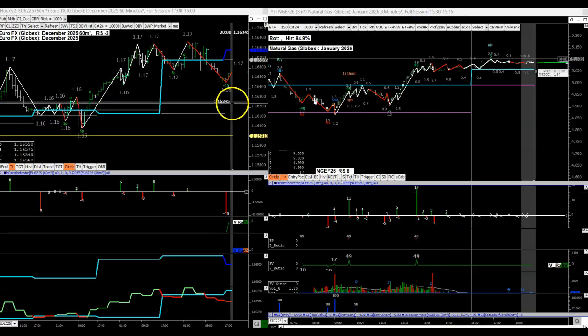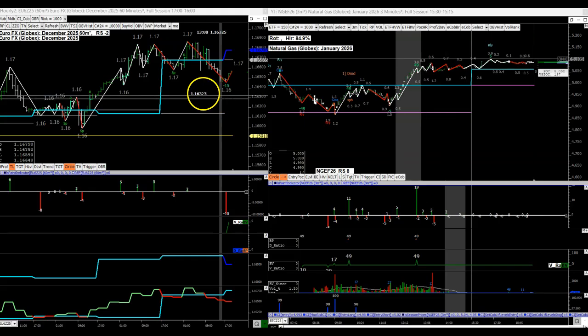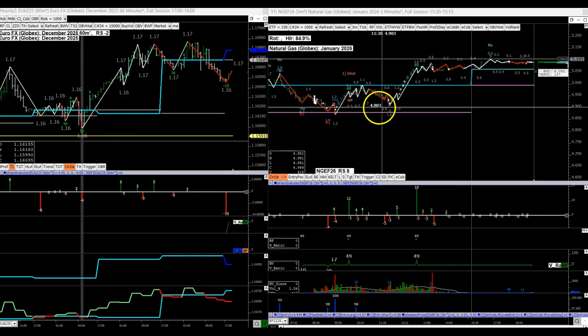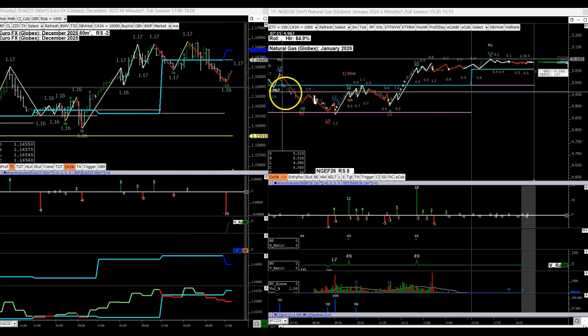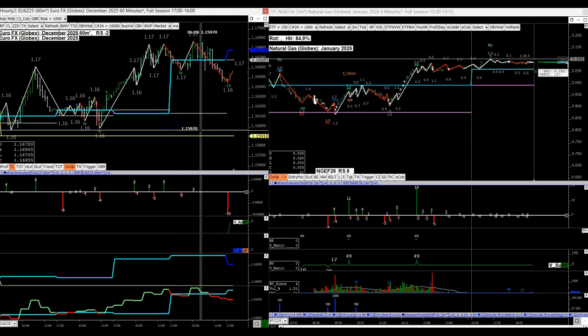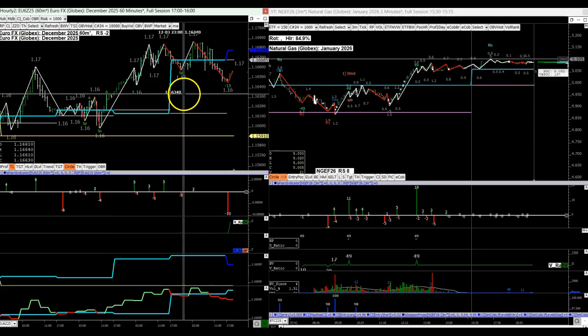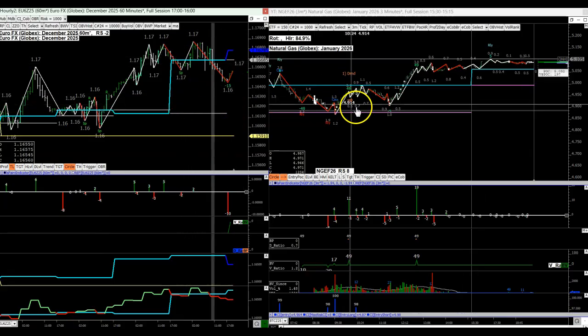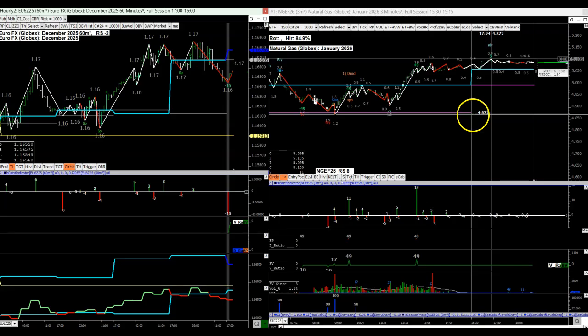Okay. So I showed you some springs and how to combine high time frame with lower time frame. And these were setups that occurred today.